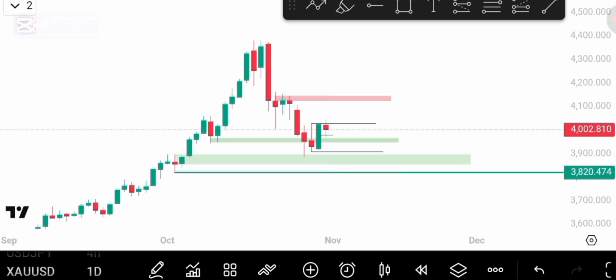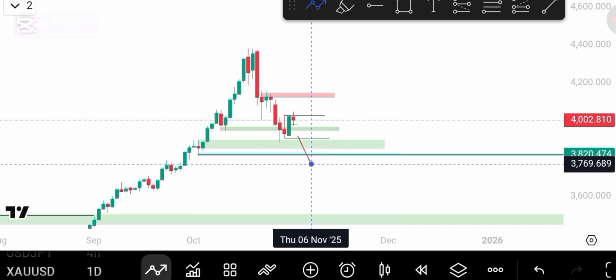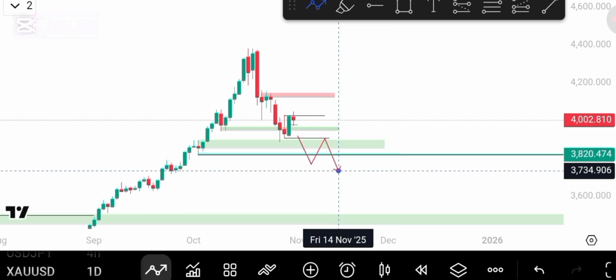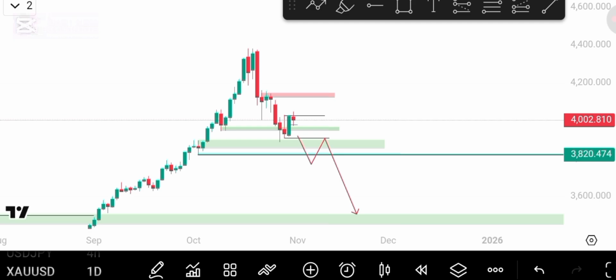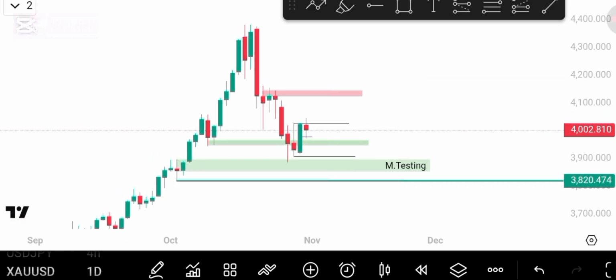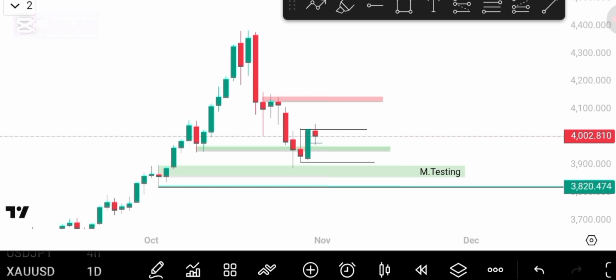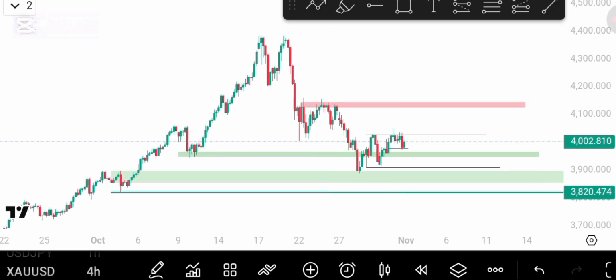What if this zone breaks, prices come down and close below? Upon retest this will be the key zone for selling to the weekly buy zone. I'm marking the major key levels. I will move to the 1 hour and 4 hour for the entry purpose, but now you have the overview of how prices could move.